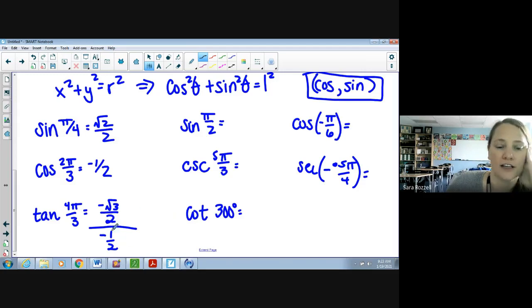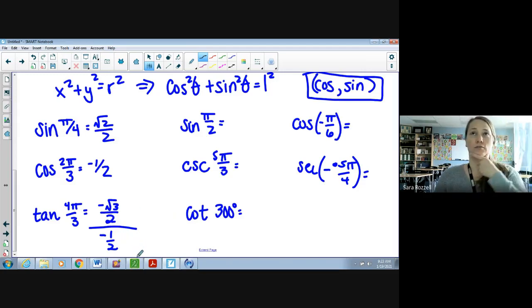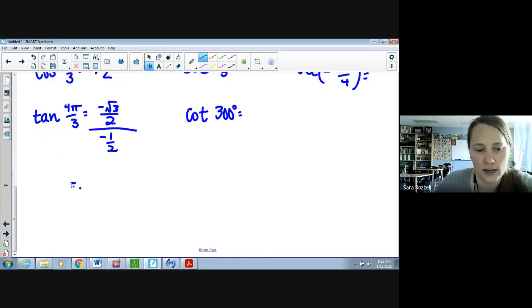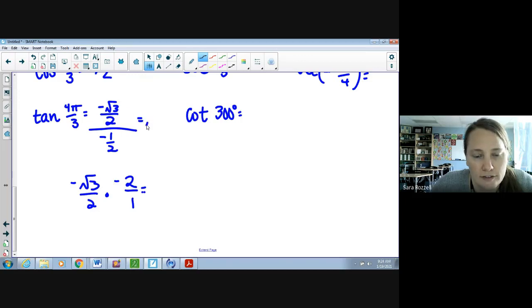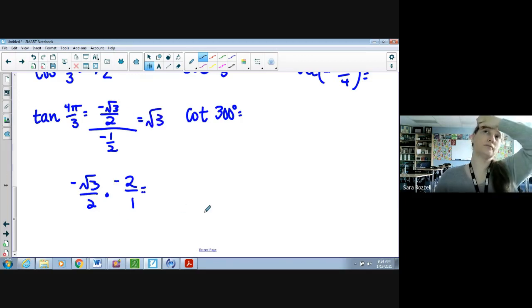Remember, when you're dividing a fraction, you flip the second and you multiply. Okay, so we're going to write that out. I'll just make sure everybody's clear about that. So this is like negative root 3 over 2 times negative 2 over 1. Remember, we flipped the second fraction. What's going to happen with our 2's? They're going to cancel out, and a negative times a negative makes a positive. So our answer for this is just going to equal positive root 3. 2's cancel. Root 3 over 1 is just root 3.